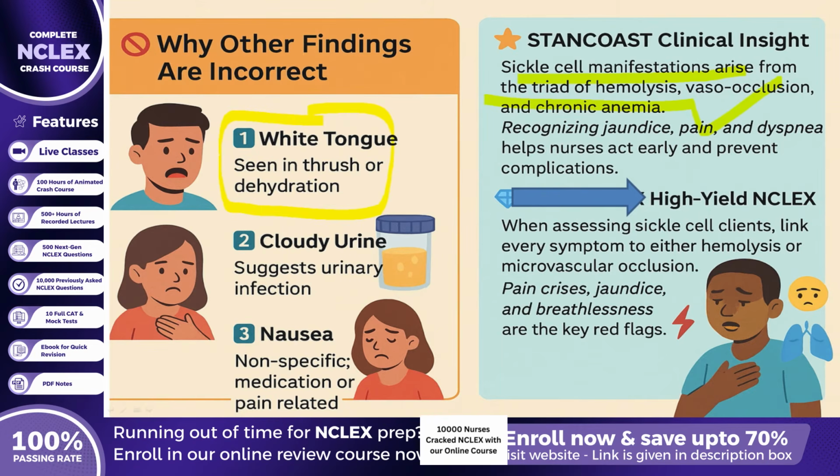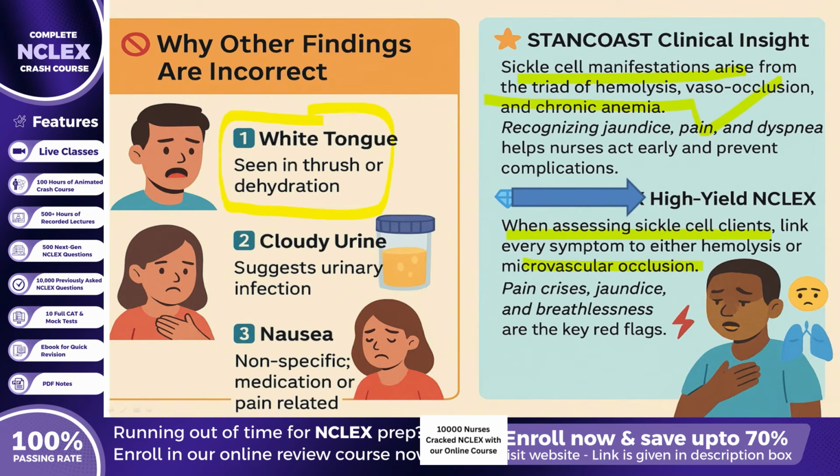When assessing a client with sickle cell anemia, always connect each symptom back to either hemolysis or microvascular occlusion. Pain crises, jaundice, and dyspnea are the red flags that reflect the true underlying pathology, while findings such as white tongue, cloudy urine, or nausea are typically unrelated.